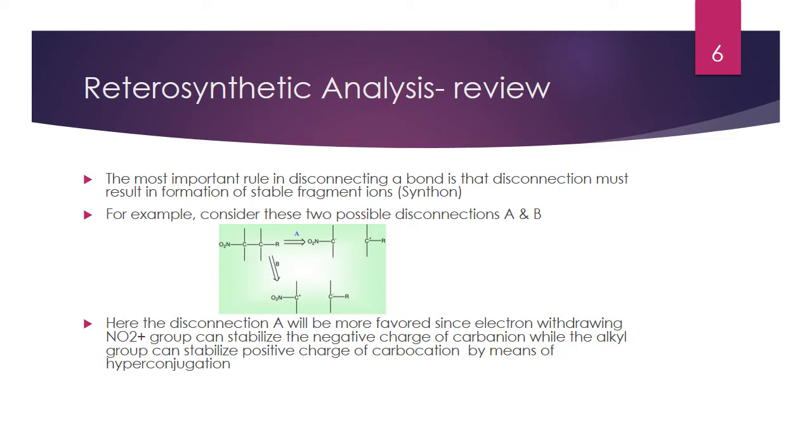But in the case of the B disconnection, the carbon which is positively charged is electron deficient, and the nitro group also creates a deficiency. So the nitro group is not stabilizing this positive charge, instead it is destabilizing it, so the synthon is unstable. Similarly, the carbon with the negative charge is attached to an R group. The R group is electron donating, and the carbon is also electron rich, so this negatively charged anion will also be unstable. Since the B disconnection leads to the formation of unstable fragments, the B disconnection will not be favored. So the more suitable disconnection will be the A disconnection.